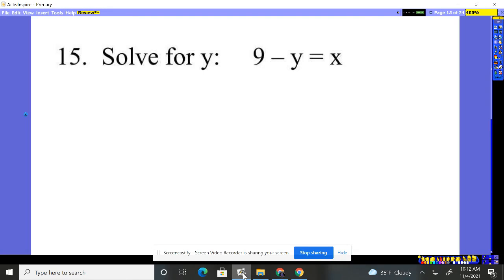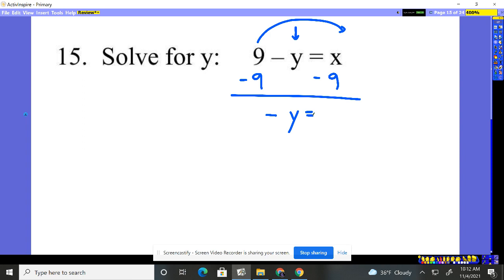15. Let's take a look at that. We want to solve for y. So I want this guy by himself. So I need to move this 9 over if I'm trying to get y by itself. So how do I make the 9 move over to the other side? I subtract 9. And it gives me, I bring this y down, but notice it's the opposite of y.